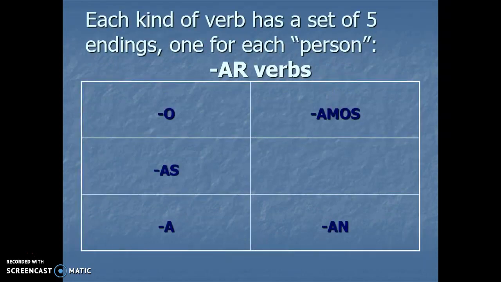Each kind of verb has a set of 5 endings, one for each person. So whenever we're dealing with AR verbs, here are the endings for AR verbs in the present tense. We have o, as, a, amos, and an. So o would be the yo form, as the tú form, a the él, ella, usted form, amos the nosotros form, and an the ellos, ellas, ustedes form.